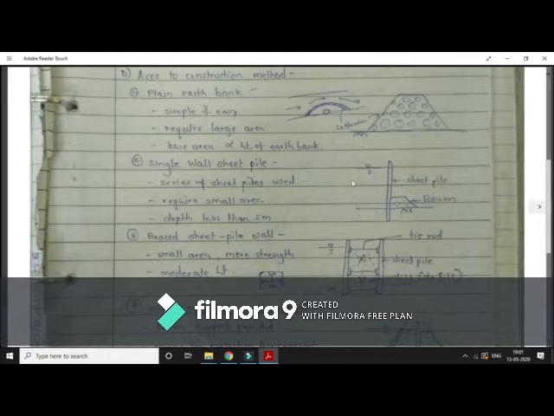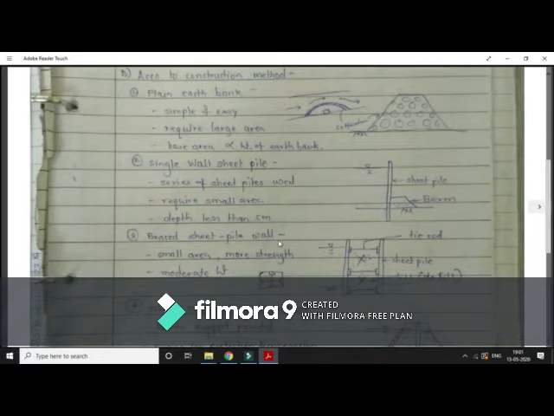Single wall sheet pile. Single wall sheet means you have to provide a sheet pile here with the support of a berm, and you can resist water or earth fill on one side. A series of sheet piles can be used to increase the area, whatever you have to resist here. You require a very small area, as you can see here, a very thin thickness. So this is the cross-section area of the earth bank, and a very small area can be used to resist the same amount of lateral pressure. The depth is less here, so most of the time you will find the depth is less than 5 meters.